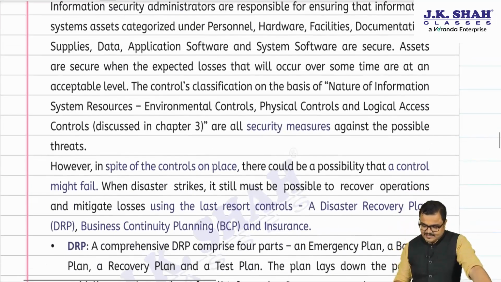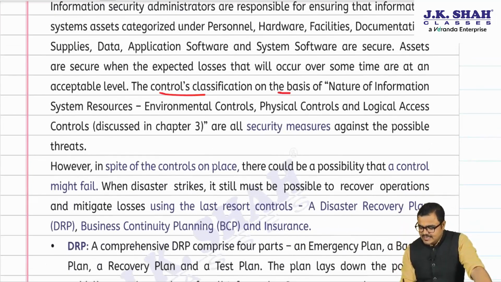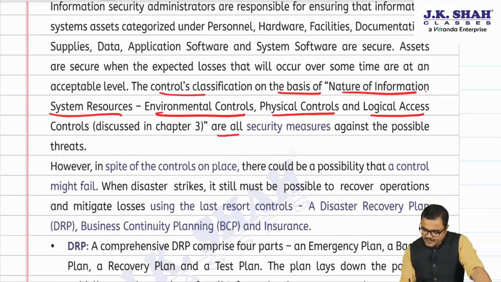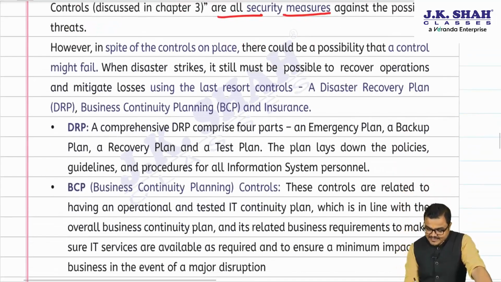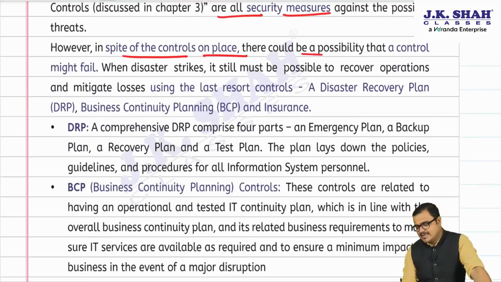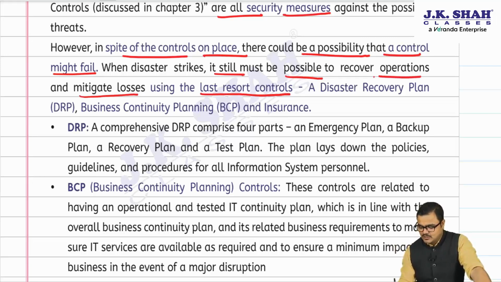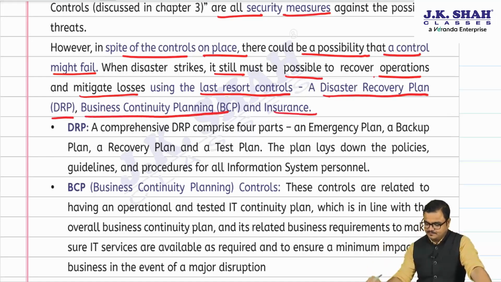See this, clearly they have said that the controls are classified on the basis of the nature of information system resource. We have environmental control, physical access control, logical access control, which are all security measures against possible threats. However, in spite of all the controls in place, there could be a possibility that the controls might fail. When disasters strike, it must still be possible to recover the operation and mitigate the loss by using the last resort controls: disaster recovery plan, business continuity plan and insurance.